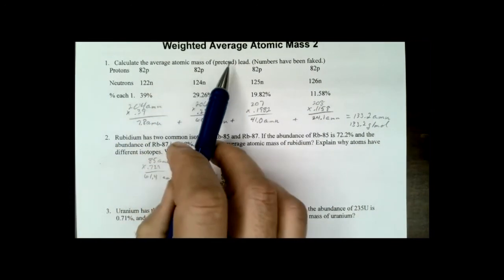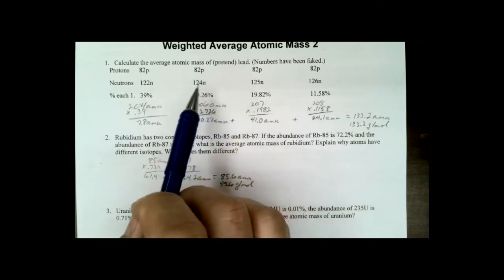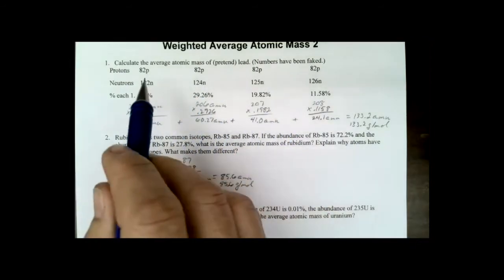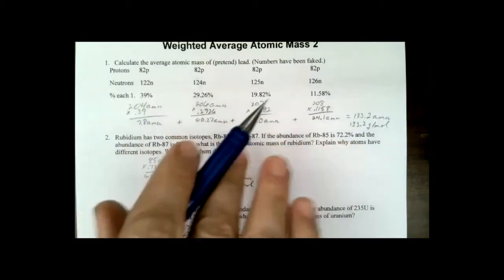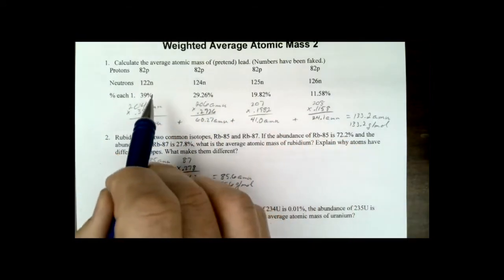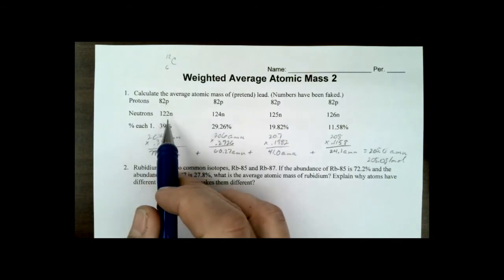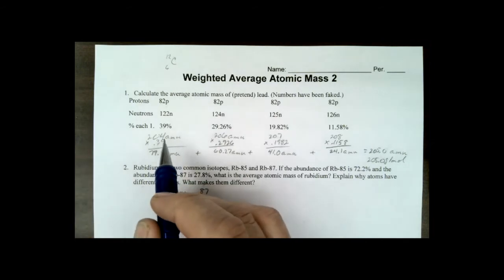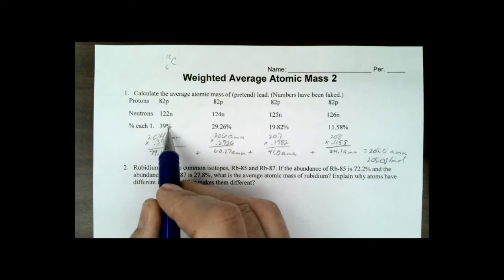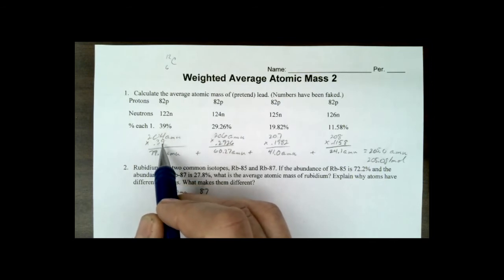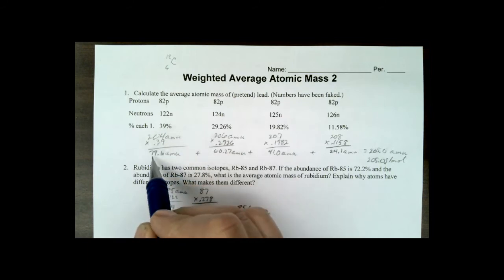So if we have this pretend lead, we won't get the true answer here. I just faked the numbers because I wanted to see if people were getting the right answers and not just looking it up. So in number 1 here, we have a mass of 82 plus 122, because that's the parts that matter, the protons and the neutrons, which makes 204. We will multiply by the percentage here as a real number, not times 39, but times 0.39, because that is the real number version of 39%. And we get 79.6 AMU.